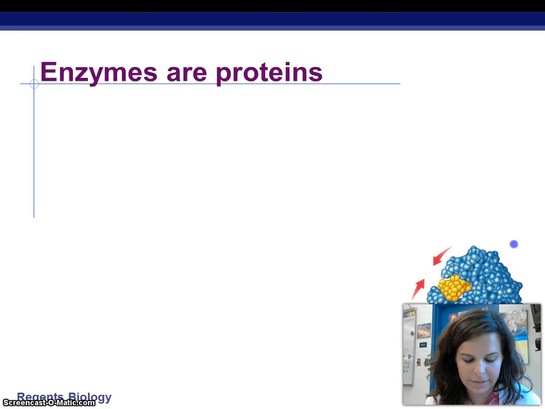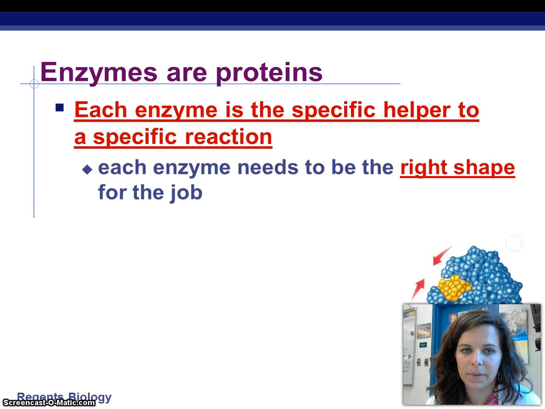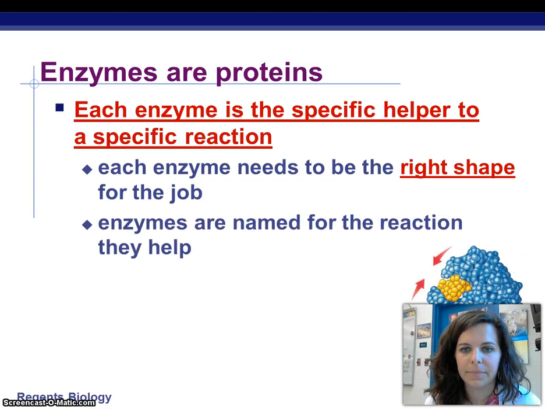Enzymes are proteins. Each enzyme is a specific helper to a specific reaction. And each enzyme needs to be the right shape for the job. Shape is so important when it comes to enzymes, and any protein really. Enzymes are named for the reaction they help. So one enzyme only does one job because of its shape.